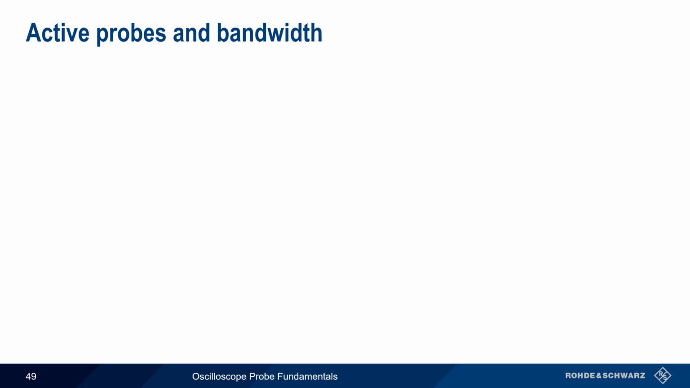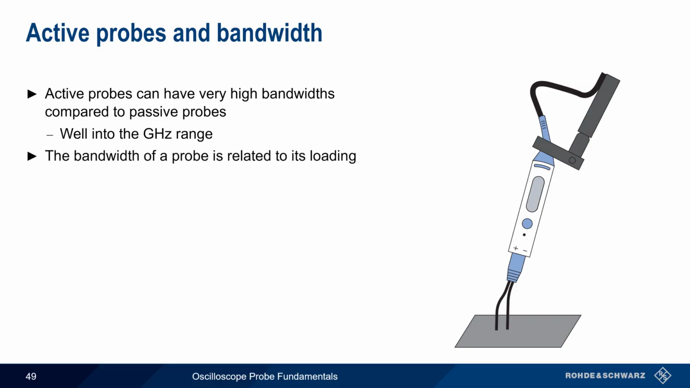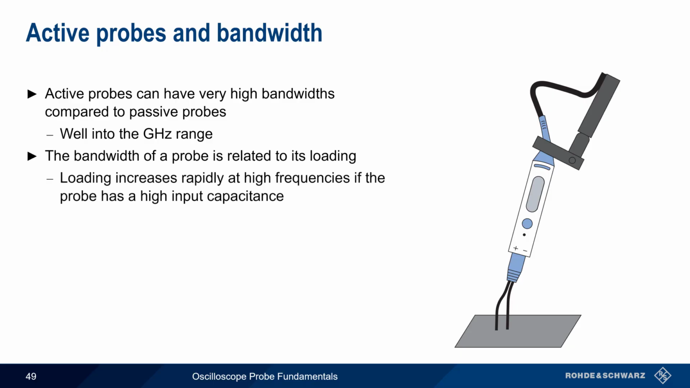Another advantage of active probes is that, on average, they have a much higher bandwidth than passive probes. While most passive probes have bandwidths in the tens or hundreds of megahertz, active probes often have bandwidths well into the gigahertz range. The bandwidth of any probe is related to that probe's loading. Remember that loading will increase rapidly at high frequencies if a probe has a high input capacitance, and as we've mentioned earlier, the design of active probes gives them a low input capacitance, and thus lower loading at high frequencies.